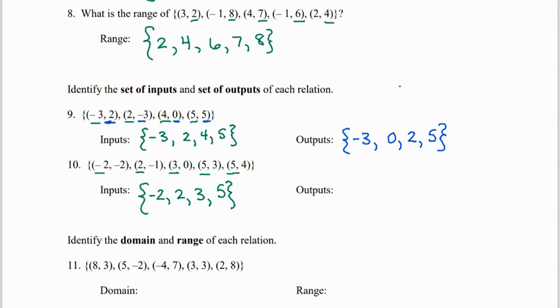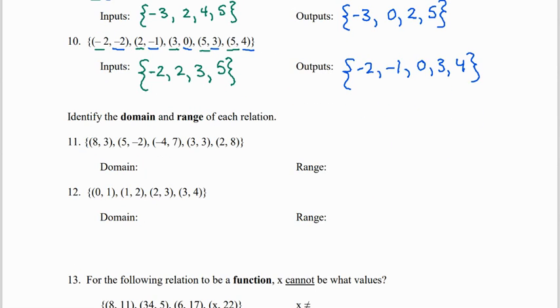Now for our outputs, I'll use blue, so I'm underlining the outputs which represent the Y value. And those from least to greatest, and hooray, they already are, right? -2 is the smallest, -1, 0, 3, and 4. None of them repeat. Any questions for inputs and outputs? Okay.